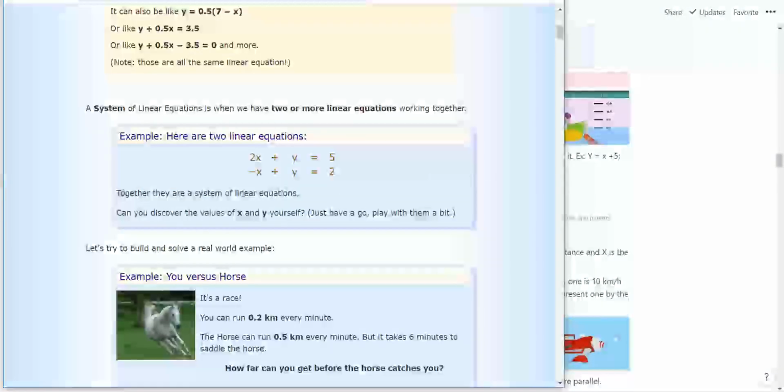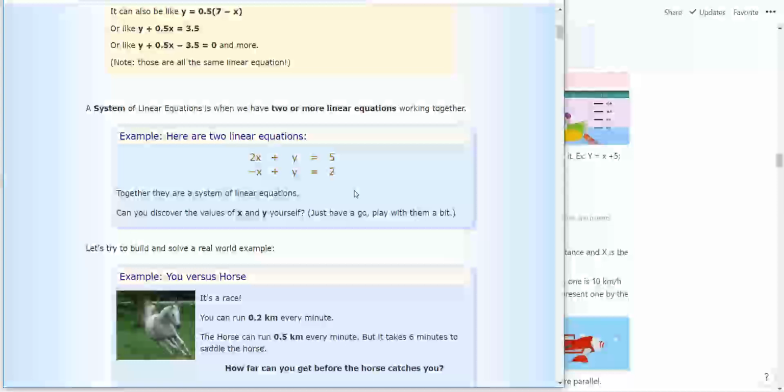Now, if you solve this using elimination, then you add here, and you would multiply the one at the bottom by -1. So this would be plus x minus y. So this would be eliminated, and then 3x would equal 3, and then x would equal 1.